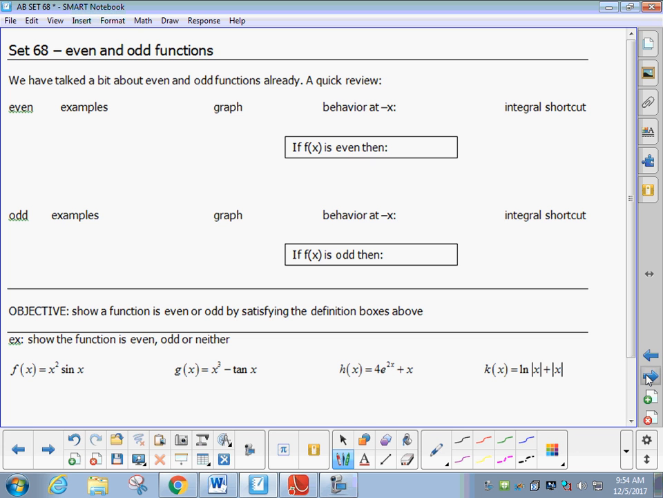Give me some examples of even. X squared. What else? X to the 4th, true that. X to the 0, well, constant. X to the 6th, cosine of x. Would you also consider anything where you're taking the absolute value of x? So that would mean the natural log of the absolute value of x.